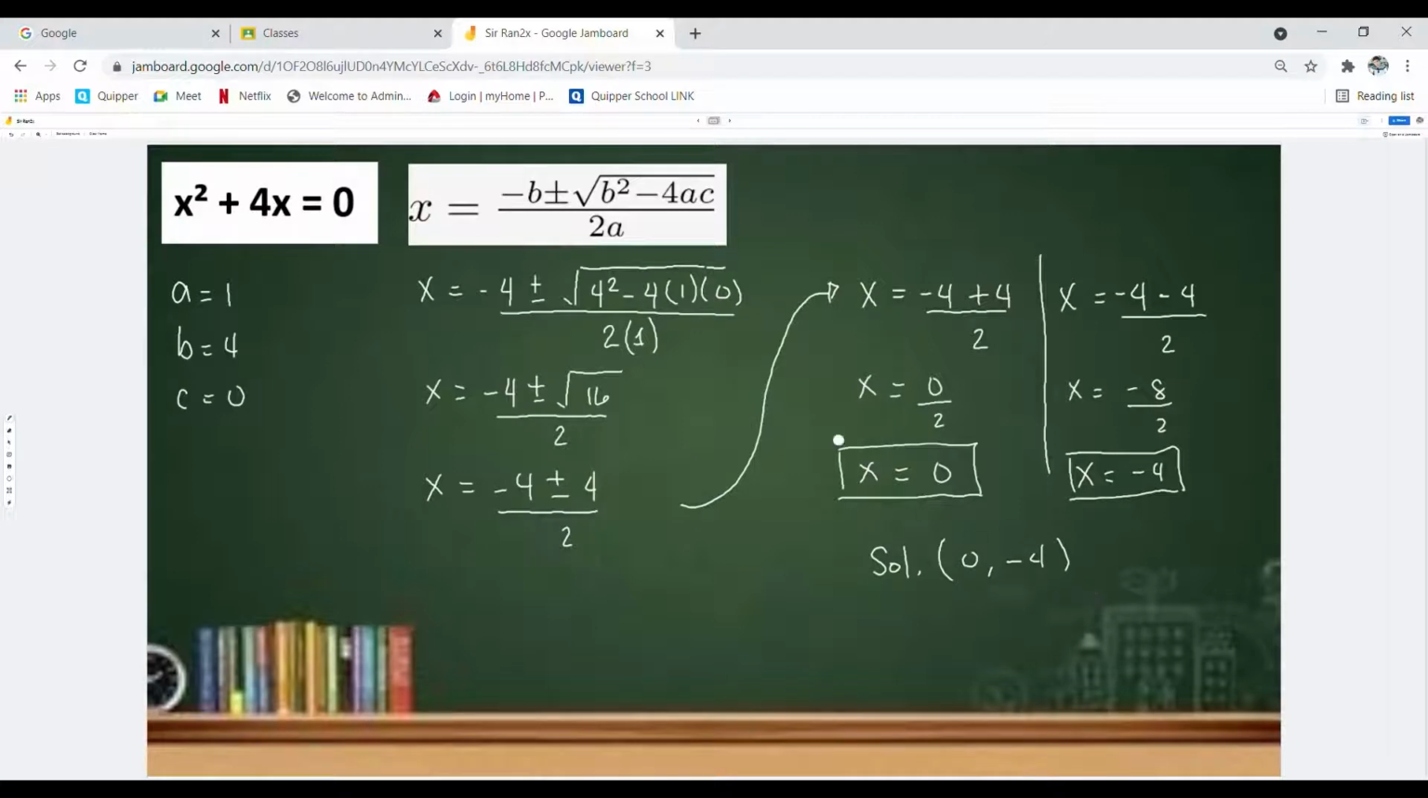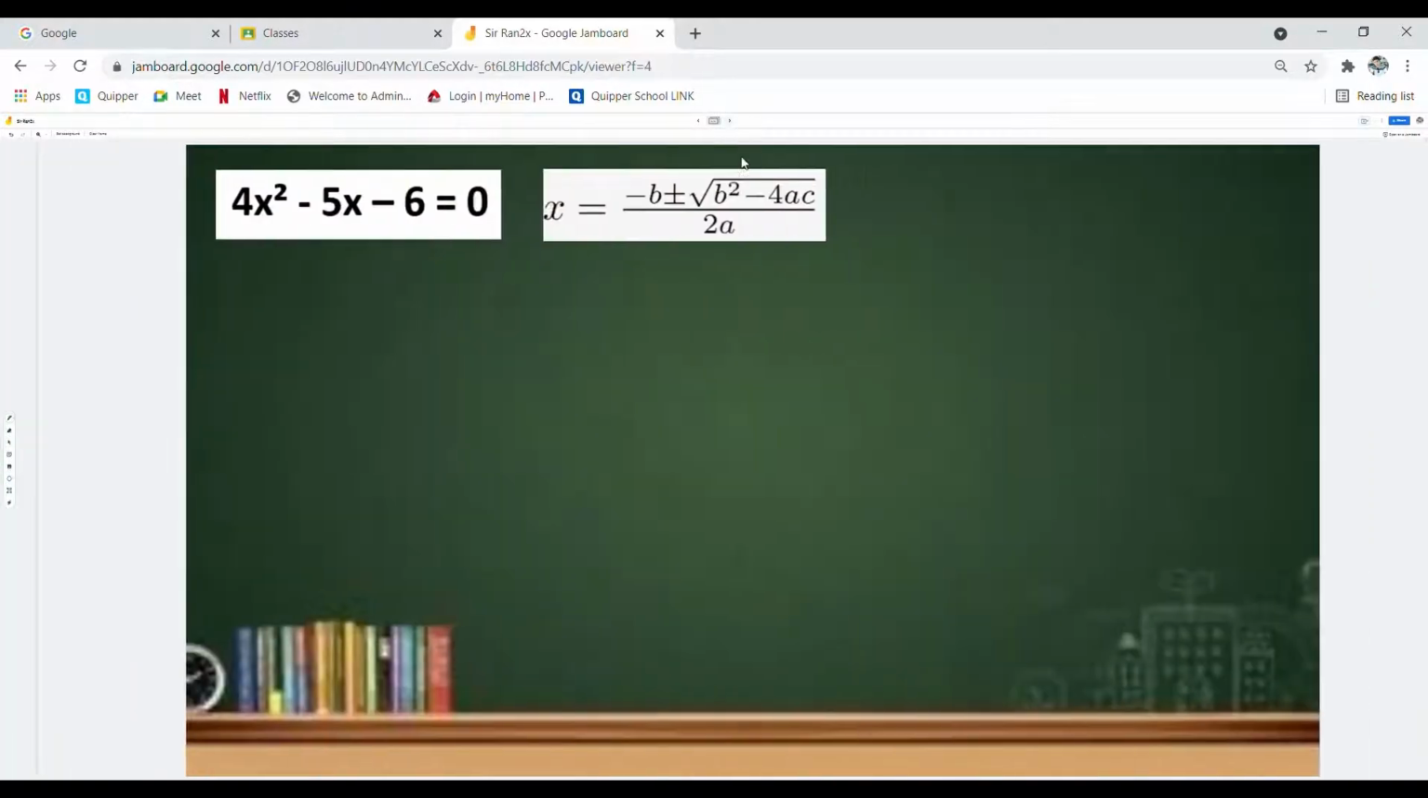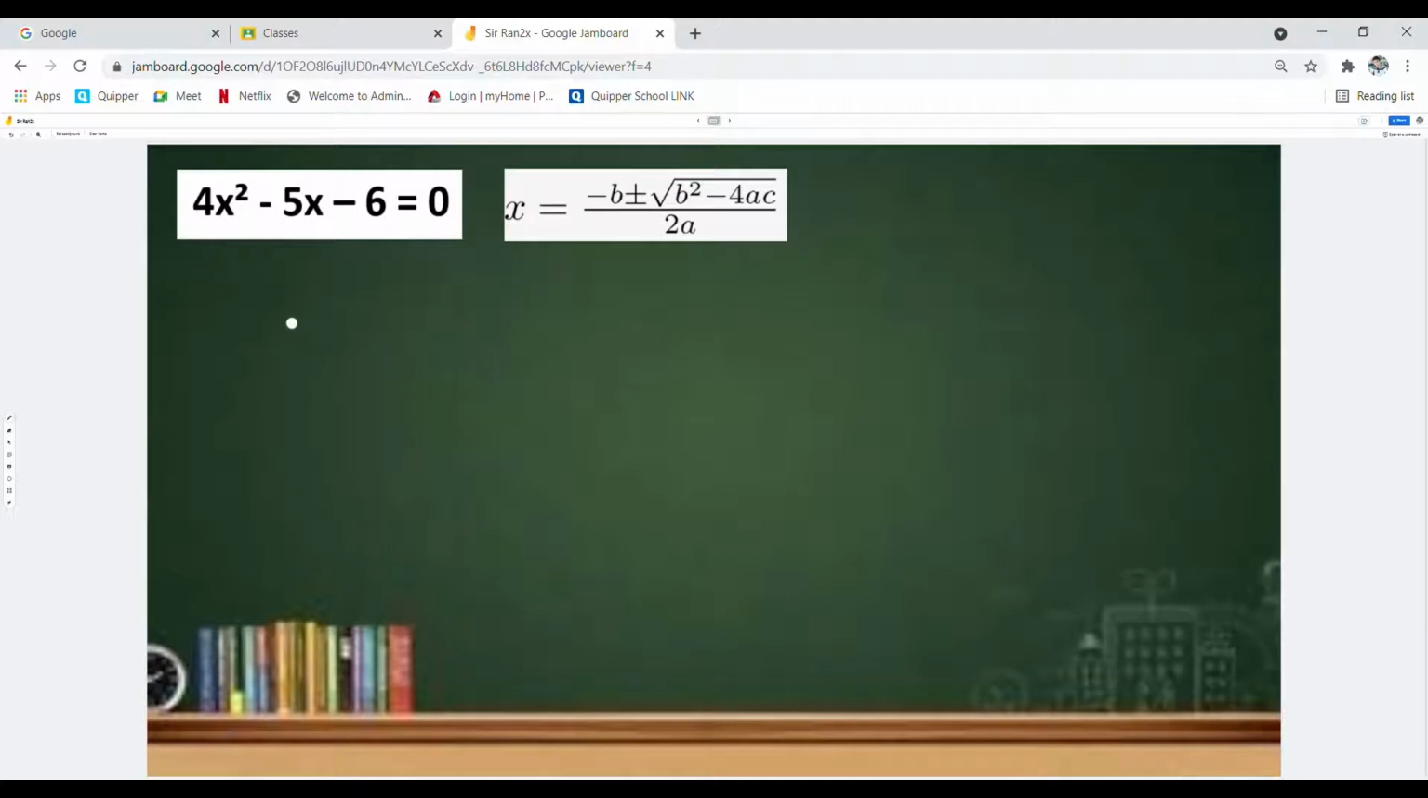That's how simple it is. On to the next. The next given is complete, all terms are present. We have 4, negative 5, negative 6 for a, b, c. So a is 4. Make sure that when it's not written in standard form, you still rewrite it in standard form before getting the values of a, b, and c. So your b is negative 5 and your c is negative 6.